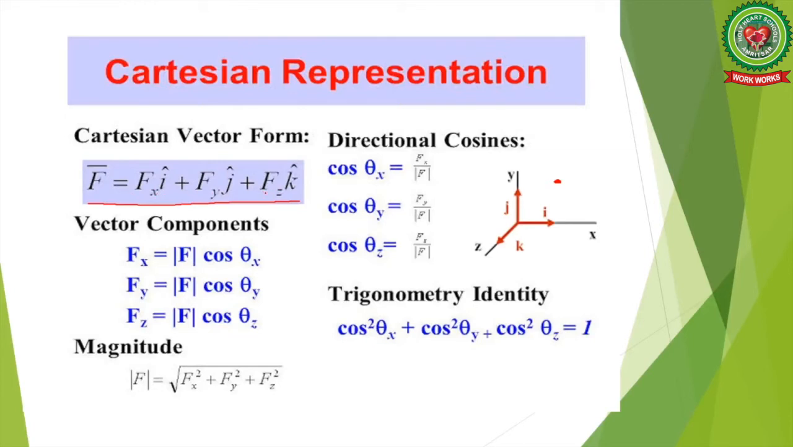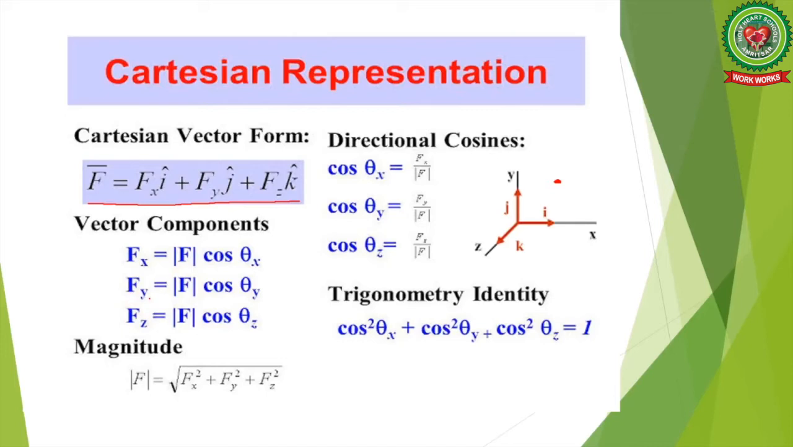Now how can you find these vector components? Just by using this formula. Vector component Fx is equal to magnitude of F into cos theta x. If I am taking an example of F vector is equal to Fx i plus Fy j plus Fz k. It can be A vector is equal to Ax i plus Ay j plus Az k, but here we are talking about F vector, a general vector. Alright.